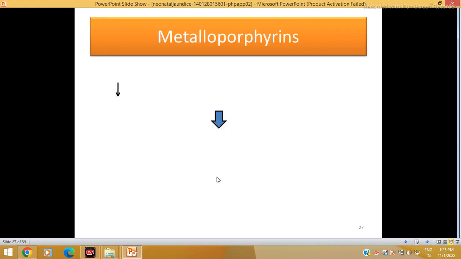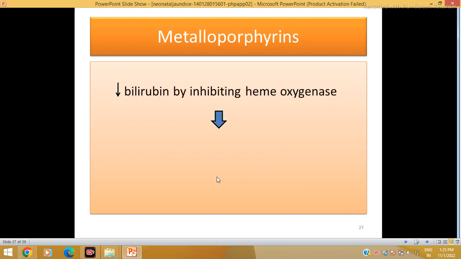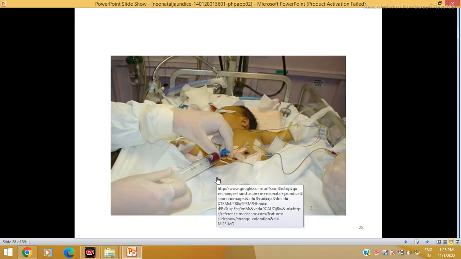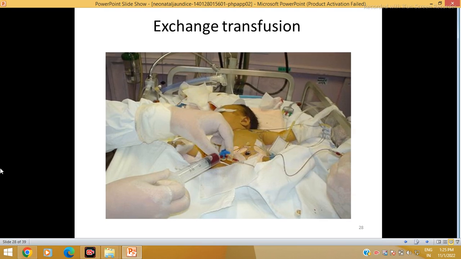Then metalloporphyrin is the third type of management we are doing for jaundice patients. It reduces bilirubin by inhibiting hemeoxygenase, and tin and zinc are currently used. So see how we are giving this therapy. And the next is exchange transfusion, in which we give a blood exchange transfusion to the baby. With this technique we can reduce the serum bilirubin load to the baby.